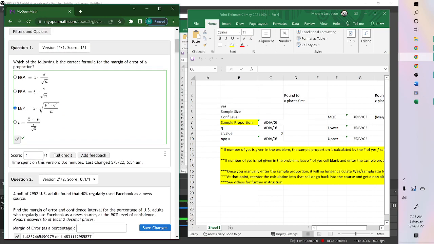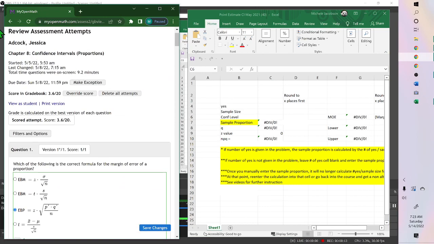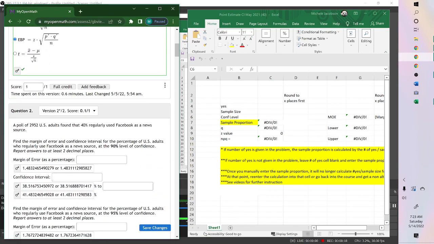These ones are Chapter 8, Confidence Interval for a Proportion. And I thought I'd do a couple.